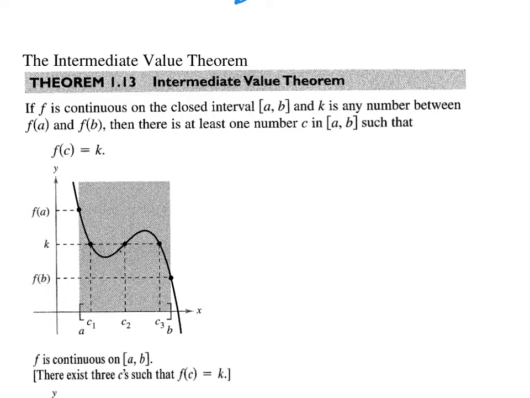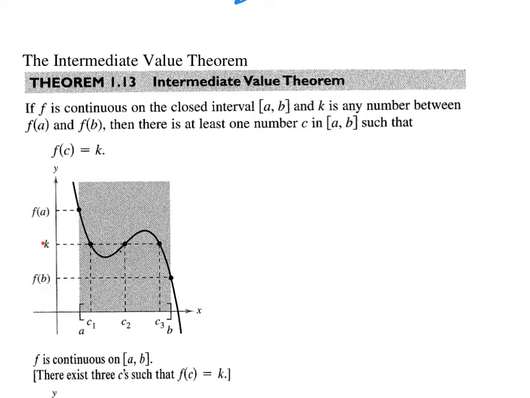K is any number between f of A and f of B, then there's at least one number C in the interval from A to B such that f of C equals k. So you can see here we have f of A and f of B. In this case, f of A happened to be greater than f of B. That doesn't have to be the case. We just have these two values, we could pick any number between these two values and call that k.